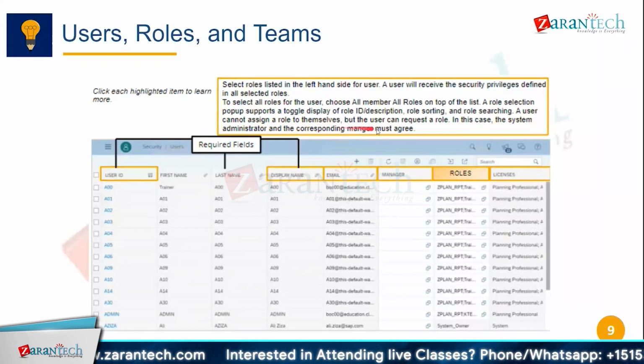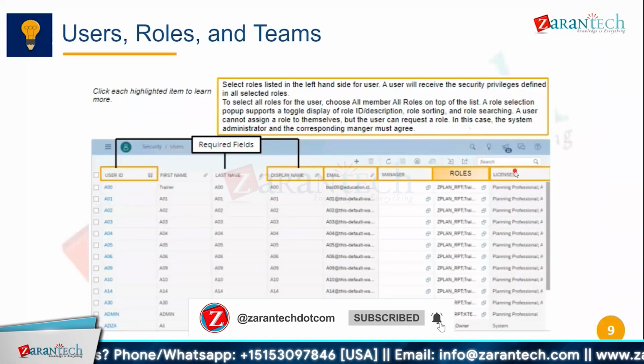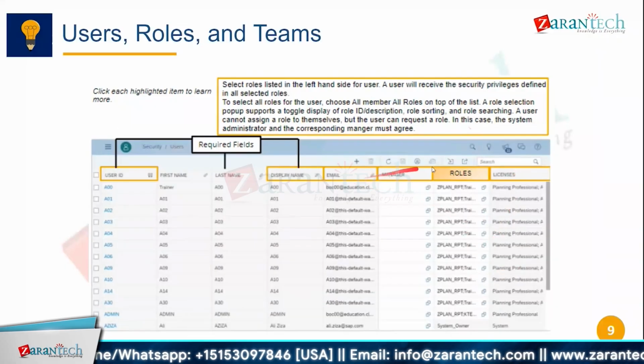But the user can request a role. In this case, the system administrator or the corresponding manager must agree to provide the role. So that is the flow of assigning the roles. Any doubts till now? We will discuss in detail what roles are available within SAC, and what the licenses are. I'm just showing how the user interface looks.